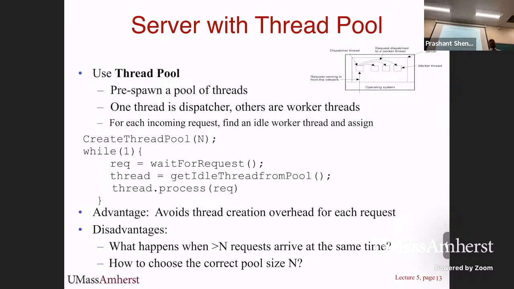So the first advantage of this process thread pool model is that it avoids the thread creation and deletion overhead that we had in the thread per request model. Because you created the threads once, you just reuse them and don't create new threads. But there's a disadvantage, because you created n threads, and n is chosen at startup time. What if n plus 1 requests arrive at the same time? What is going to happen then?